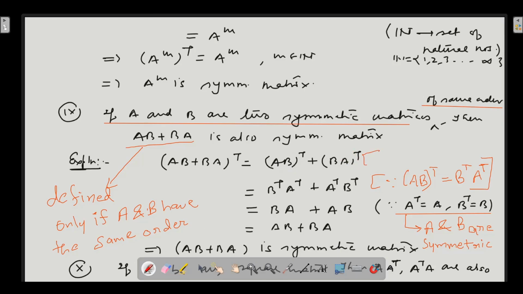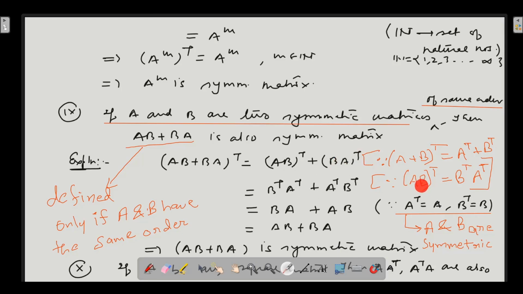By which property is this written? This is written by the property that A plus B whole transpose is equal to A transpose plus B transpose. So by this particular property this thing has been written. Whole means complete. So AB plus BA whole transpose, if we expand by this property, is AB whole transpose plus BA whole transpose.